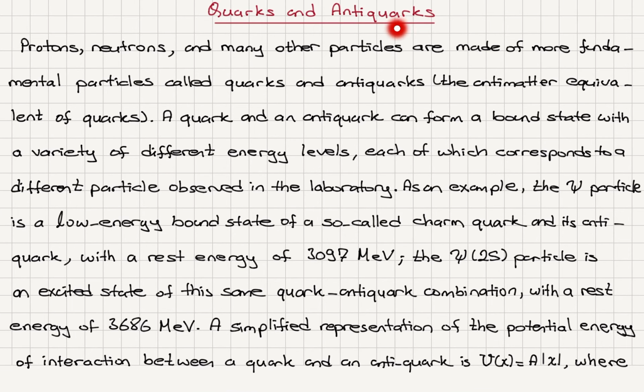Quarks and antiquarks. Protons, neutrons, and many other particles are made of more fundamental particles called quarks and antiquarks, the antimatter equivalent of quarks. A quark and an antiquark can form a bound state with a variety of different energy levels, each of which corresponds to a different particle observed in the laboratory.